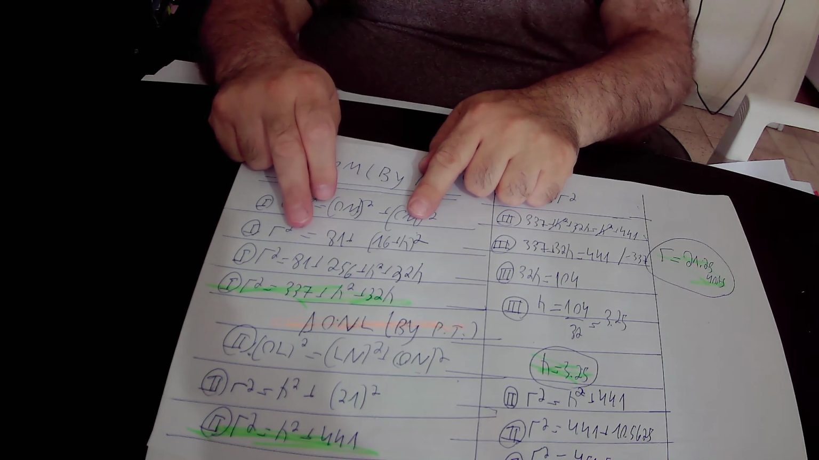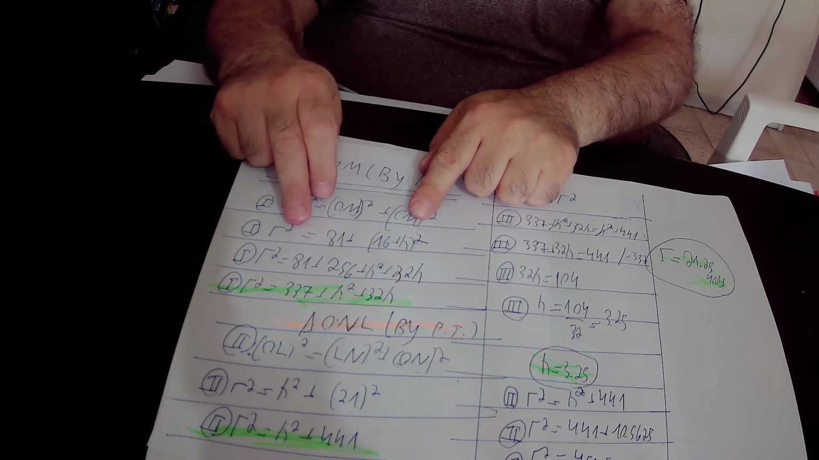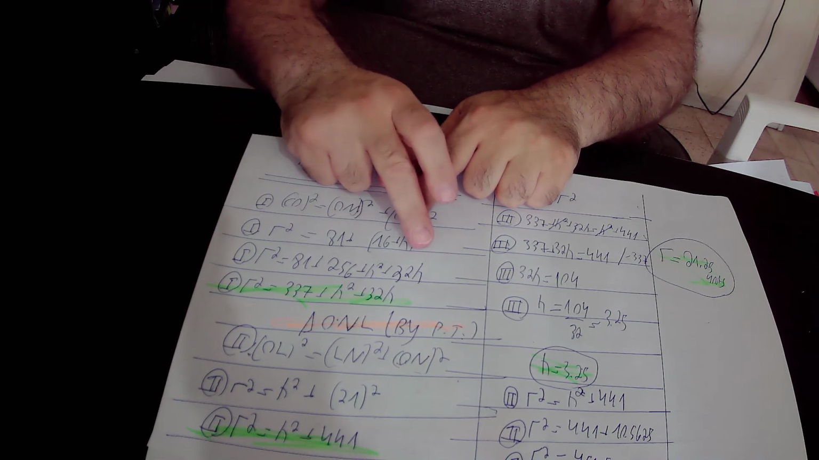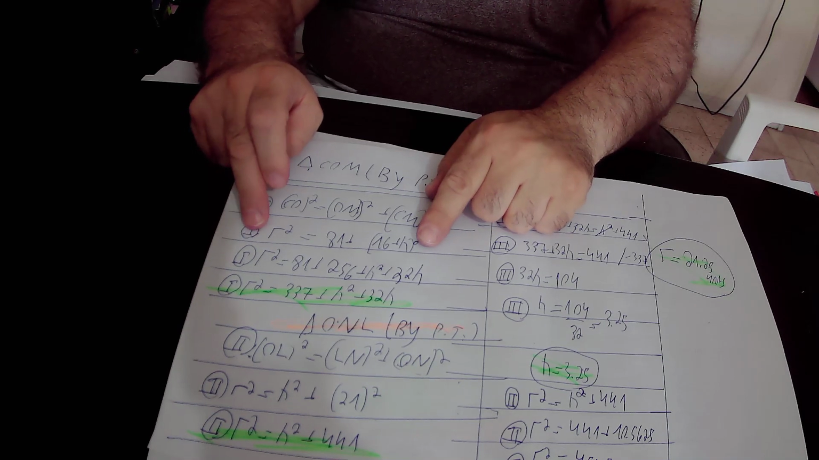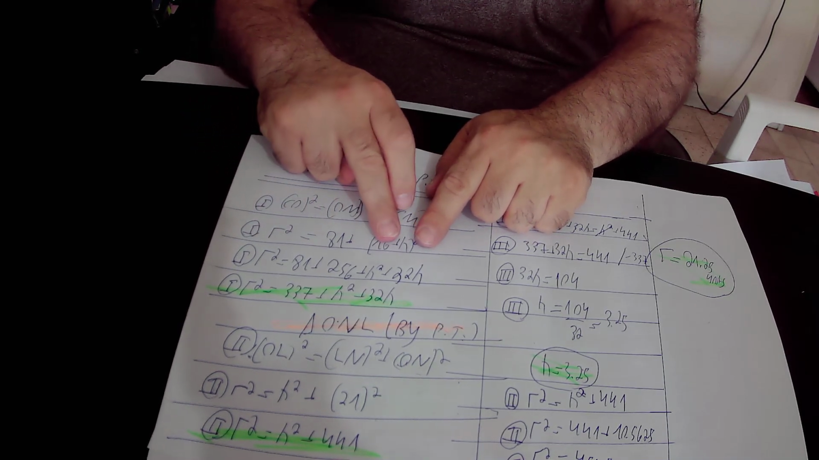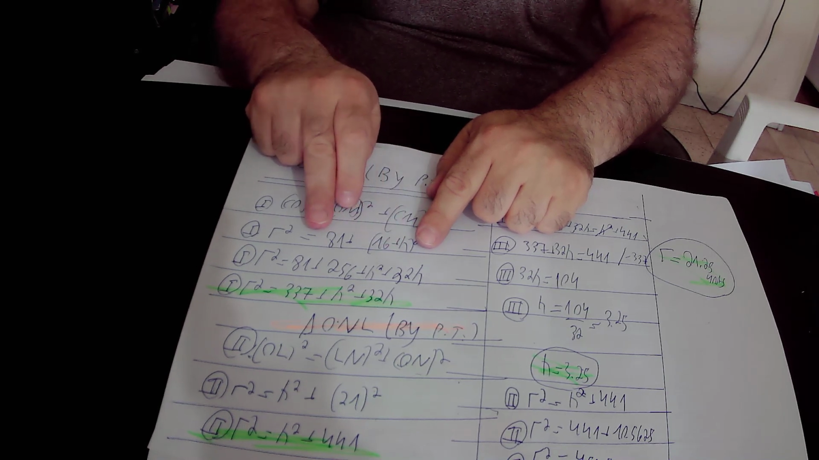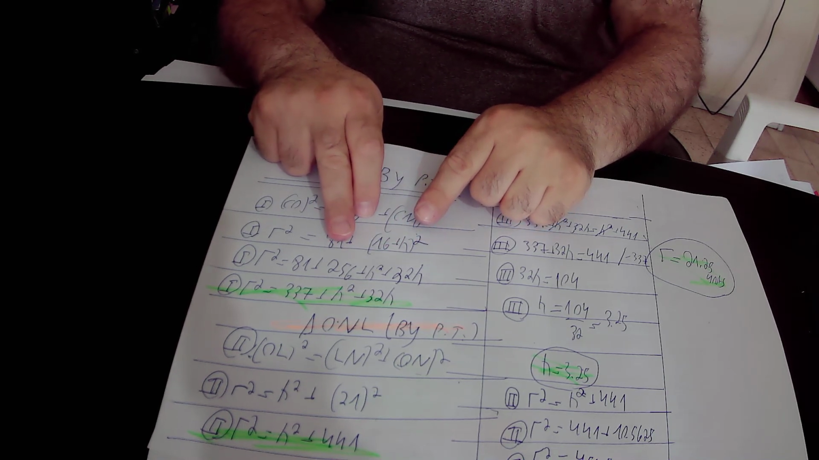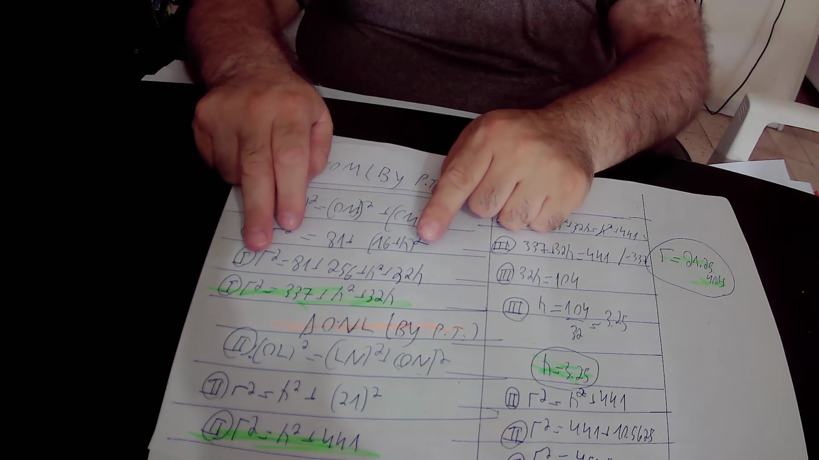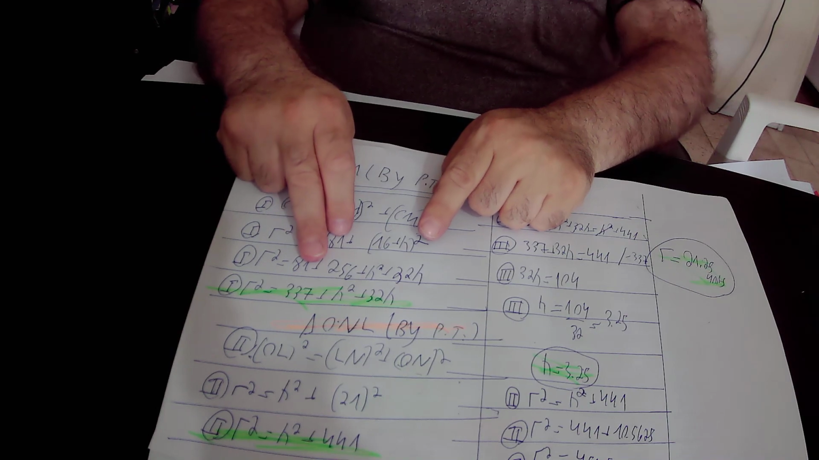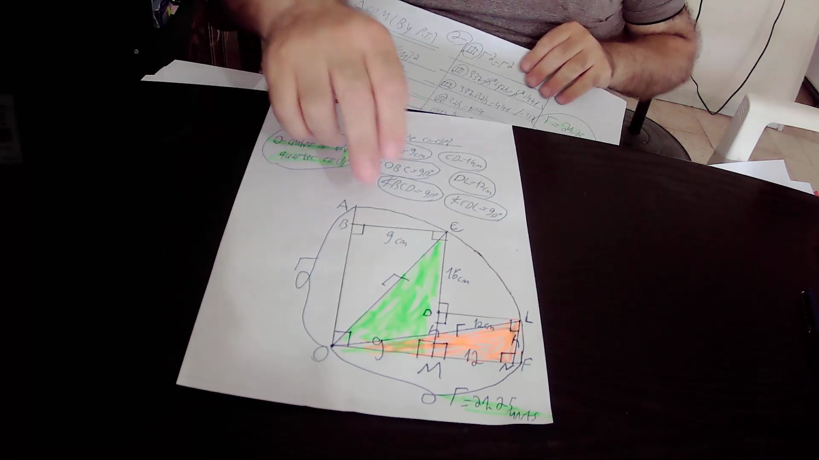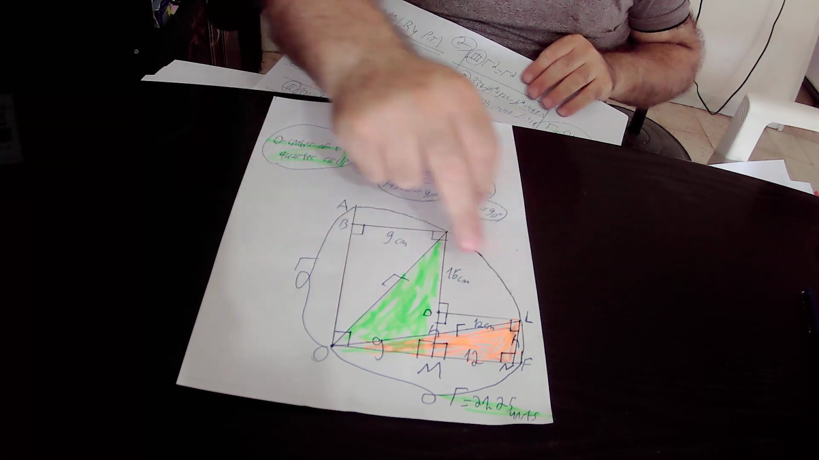16 square is 256, plus h square, plus 2 times 16, which is 32, and 32 times h is 32h. So according to equation number 1, R square equals 81 plus 256 plus h square plus 32h. 81 plus 256 is 337. So in conclusion, according to equation number 1, R square equals 337 plus h square plus 32h.